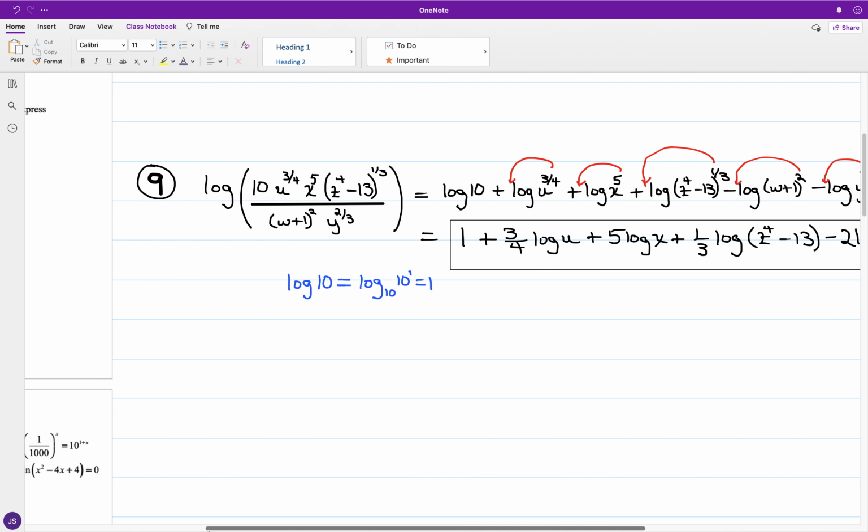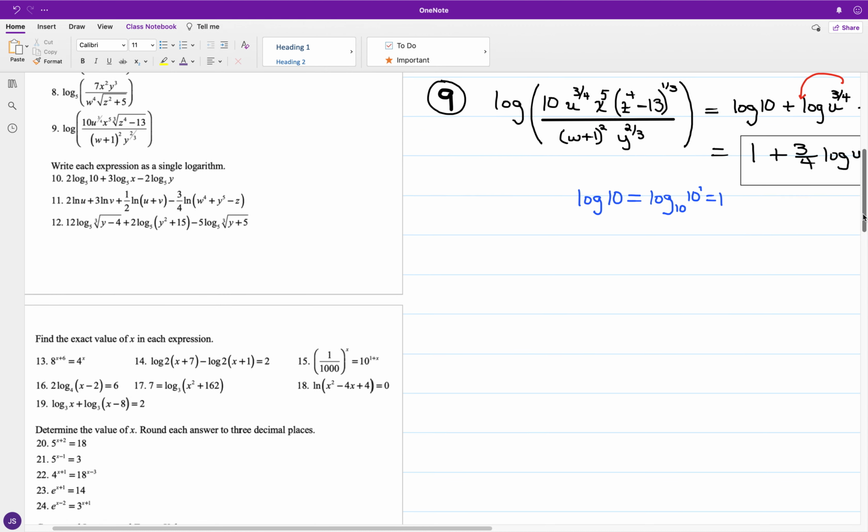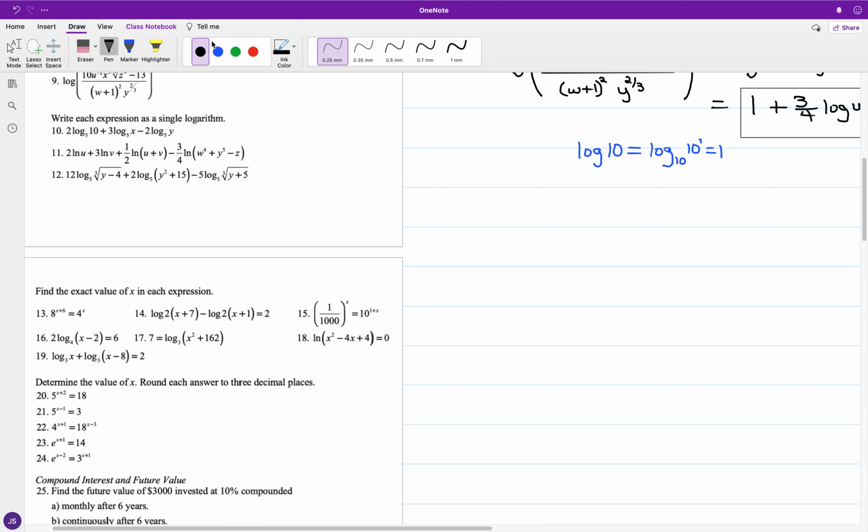Now for number 10, we're looking at going from separate terms in the same logarithmic base to one combined term. In this one, you have 2 times the base 5 logarithm of 10, plus 3 times the base 5 logarithm of x, and minus 2 times the base 5 logarithm of y.